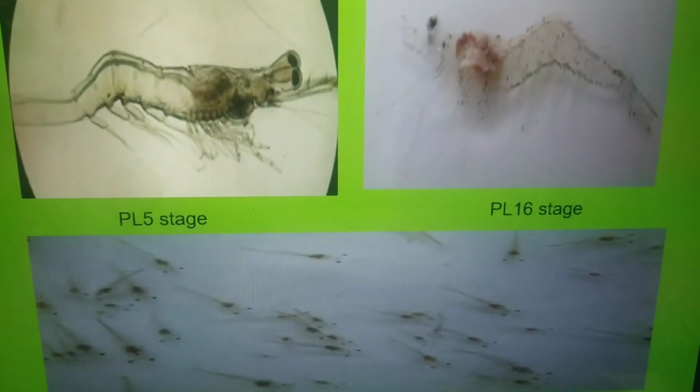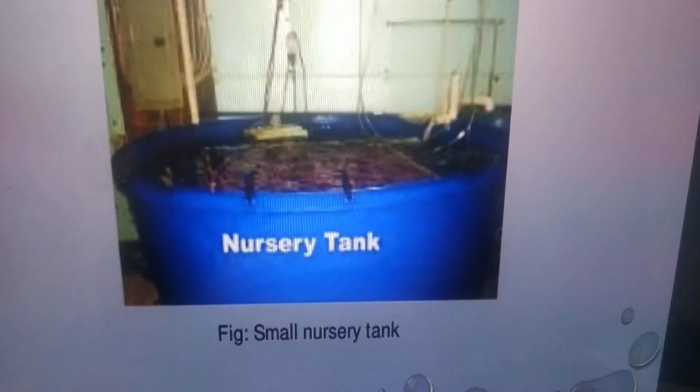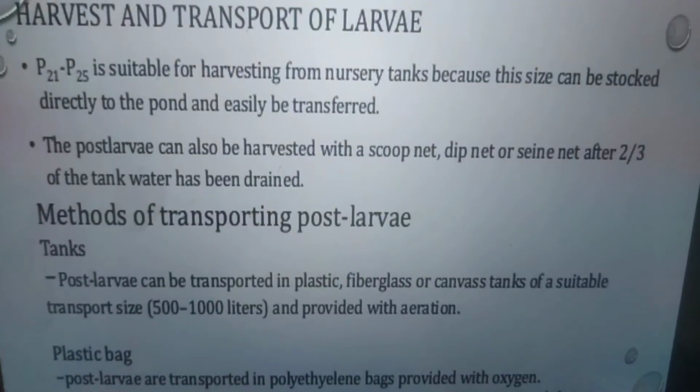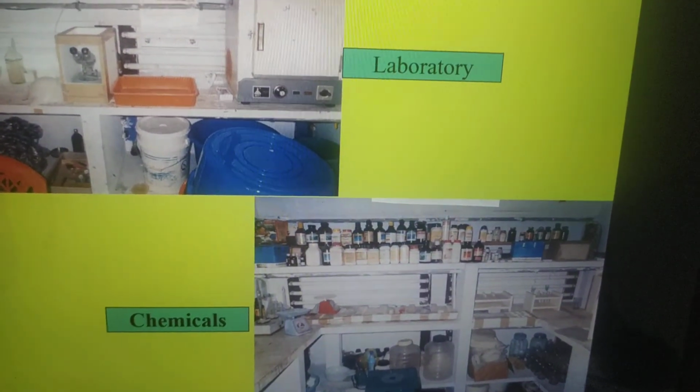And these are the PL5, PL10, PL12. Nursery tank, small nursery tank. Once you get the post larvae, they will be packed in plastic bags for transport, isn't it? The farmers come and purchase these post larvae. They are packed in polythene bags loaded with oxygen. This is the laboratory. You have various chemicals for this hatchery. Thank you very much.